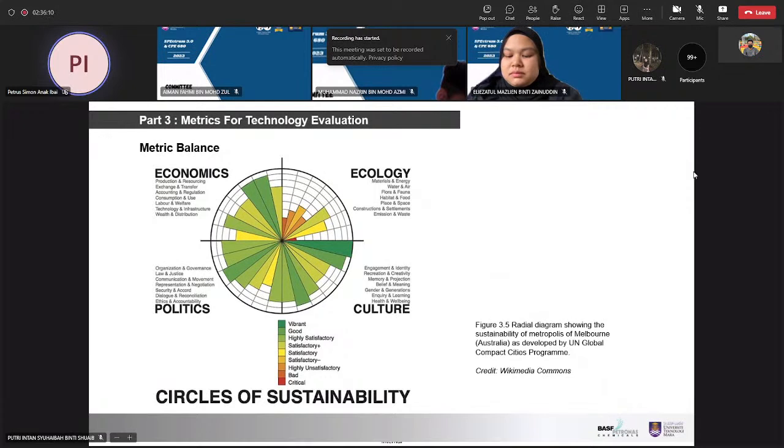We can also see from this diagram that the most improved is the cultural engagement and identity. So from this matrix, we can conclude that the ecological part of this sustainable system is more suppressed, while the cultural part is probably the most developed and sound. Okay, next.